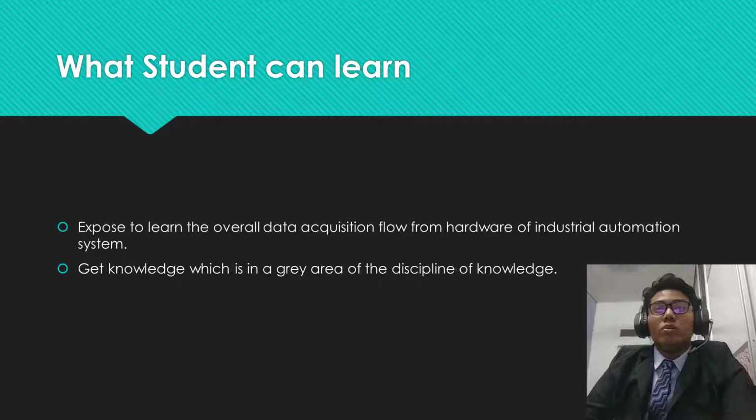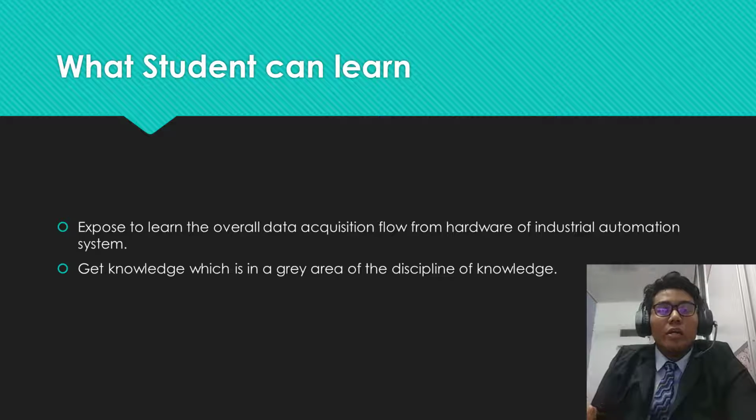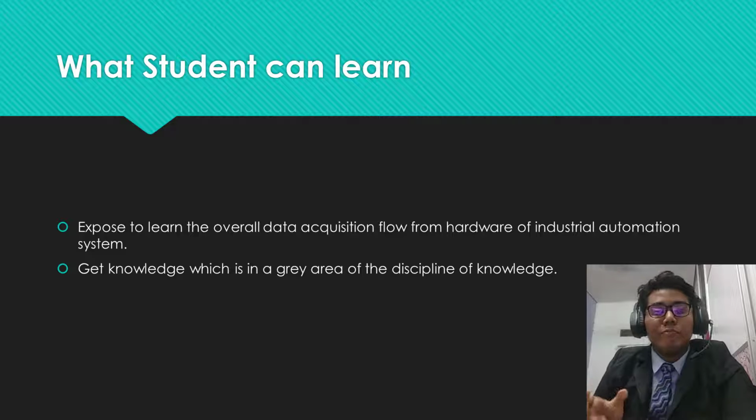Next, students can also be exposed to the overall data acquisition flow from the hardware of an industrial automation system. Lastly, students can get knowledge in a gray area of the disciplines, meaning the network knowledge and the industrial automation knowledge will be connected. Both kinds of knowledge will be applied in their future career. So this gives benefits to students to learn and explore networking knowledge and industrial automation knowledge.